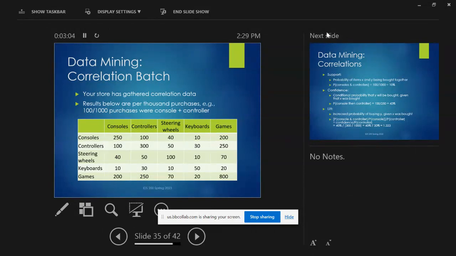So you might say, wow, that's a pretty high confidence. That's pretty high conditional probability. But that's just the same as the baseline. If you took any batch of random customers from your store, there'd be an 80% chance that they're buying games. So the fact that somebody bought a console doesn't really mean anything in terms of greater or lower probability that they're going to buy a game.